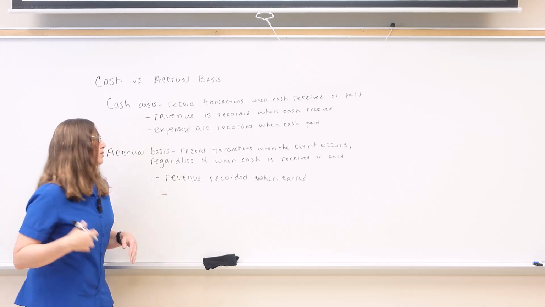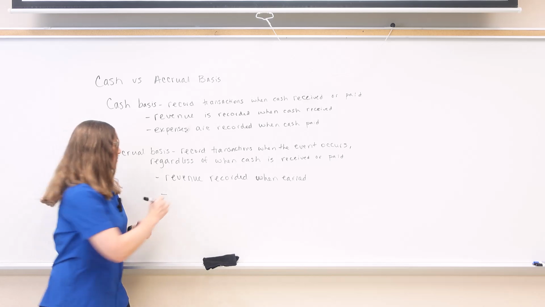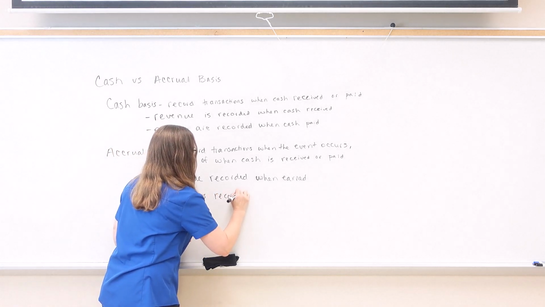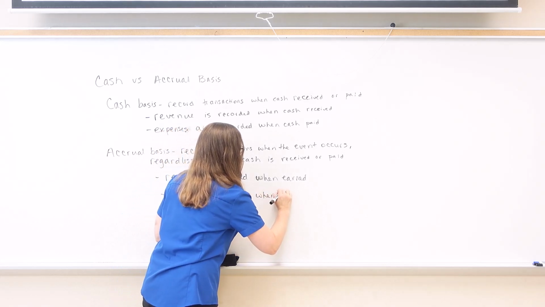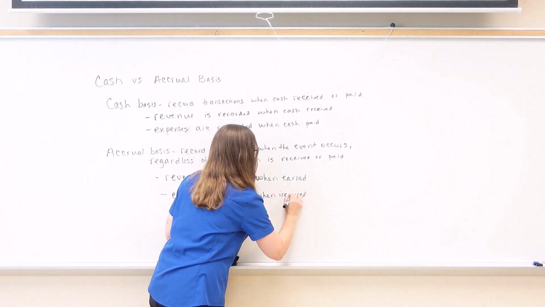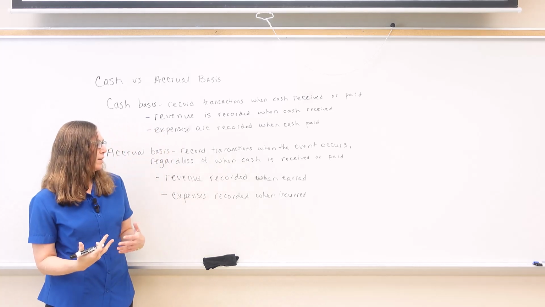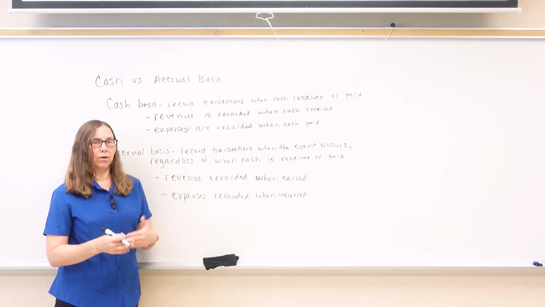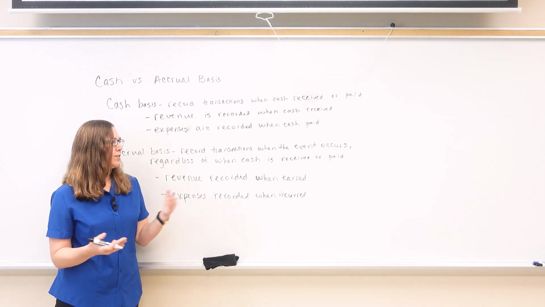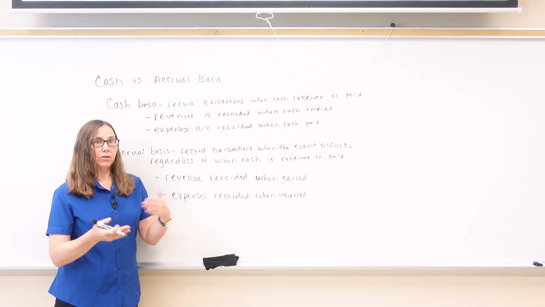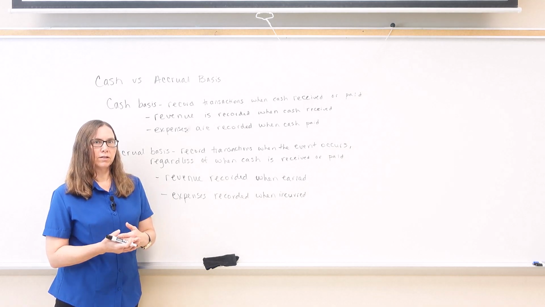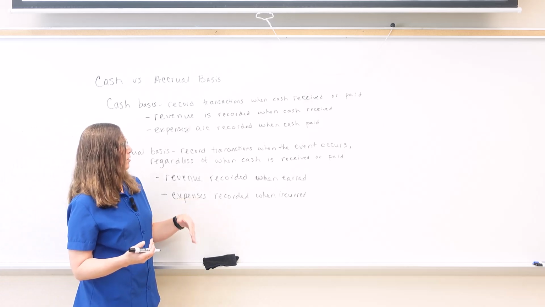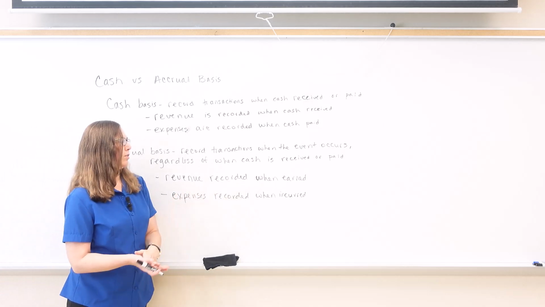And then expenses are recorded when incurred. So whenever they've used that item up or whenever they've incurred the expense or owe the expense in some way. So if they receive the electric bill, they've used up electricity, they've incurred that utilities expense. So expenses are recorded when incurred and revenues are recorded when earned.